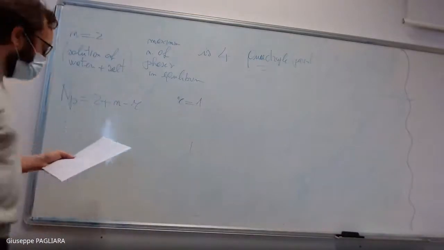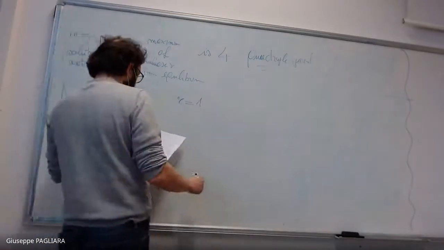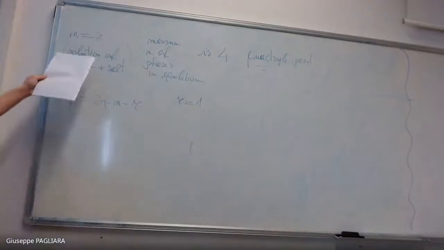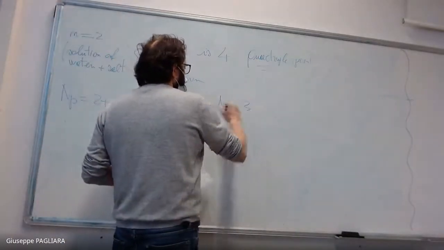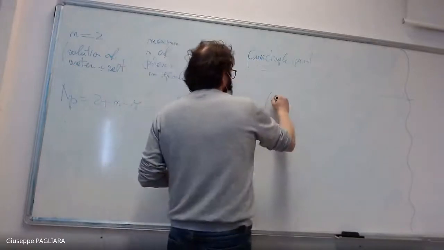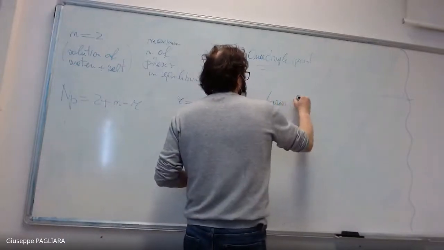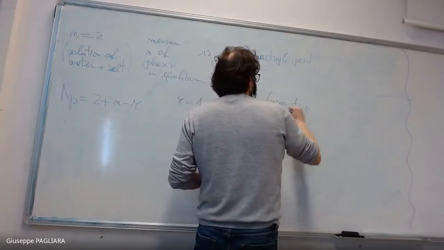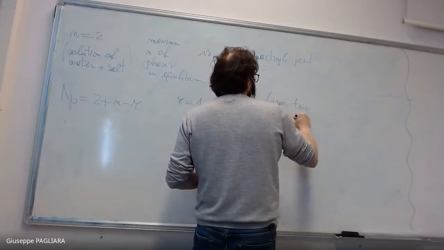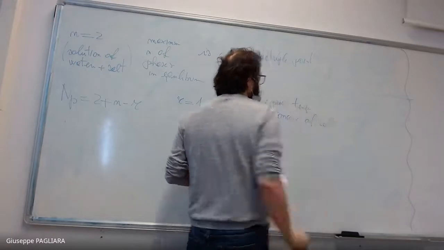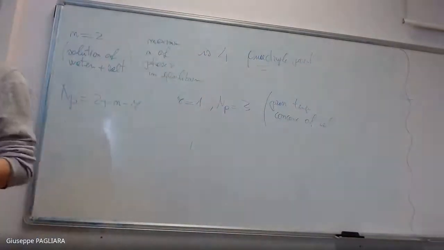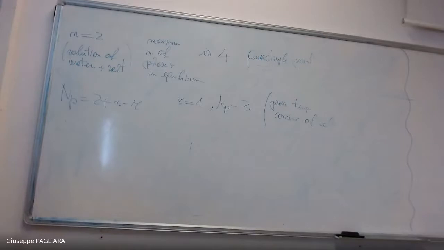For instance, r equal 1, so 1 phase, and we have fixed n equal to 2. In this case, Np is equal to 3, which means, for instance, pressure, temperature, and one concentration of salt, for instance. Okay. 3 independent variables.